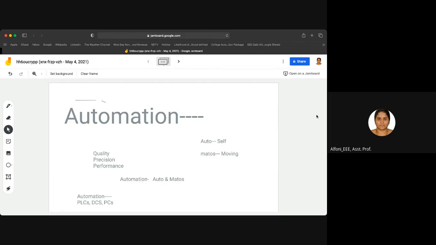The automation and the control system, different types of control systems, and some of the examples and the comparison of these three control systems. So first of all, let's see what we mean by automation. The name itself, automation: auto means self, and matos means moving. It is a word taken from the German language. So automation means self moving.